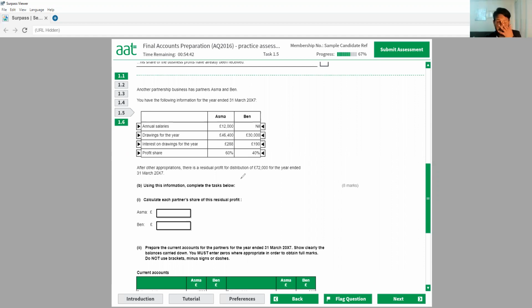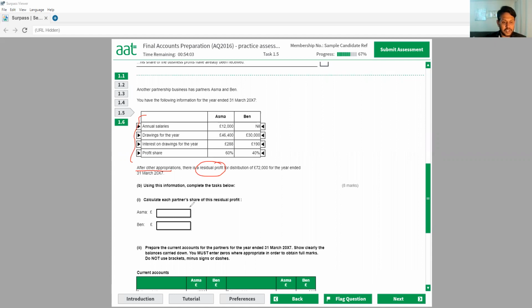Remember, this word has to be handled very, very carefully. It says after other appropriation. So that means all this is already done on the appropriation account. The residual profit means the profit left only for distribution to the partners. Residual profit means you don't have to do anything else. You don't have to minus the salary. Residual profit means this is the profit left to distribute to the partners. 72,000. Okay.